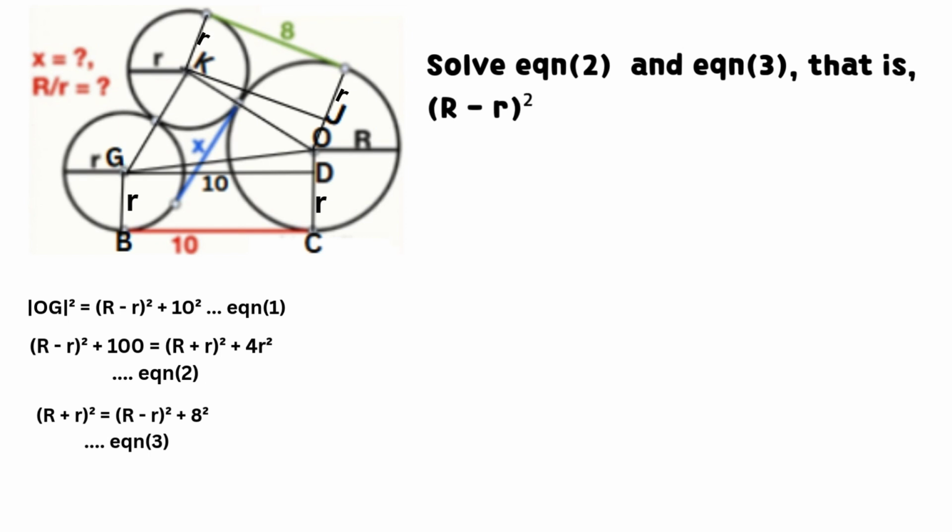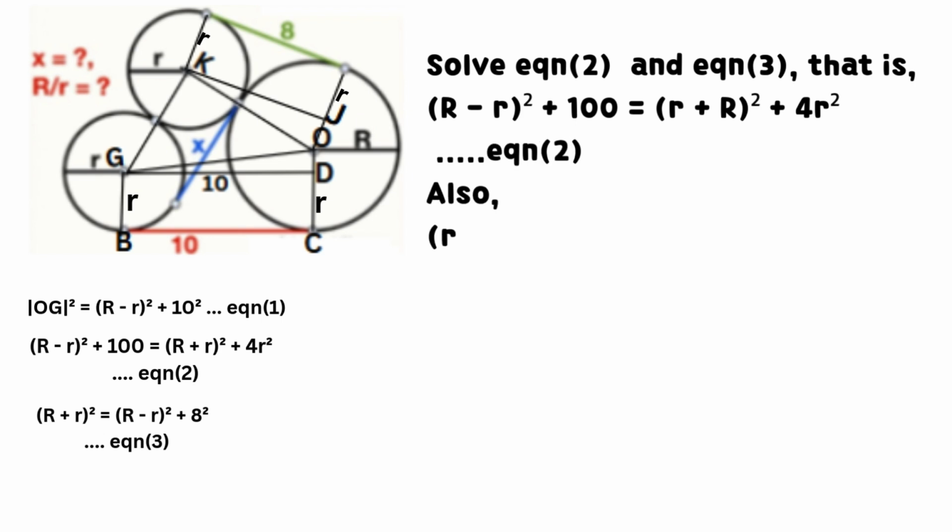Solve equation 2 and equation 3. That is, the sum of the square of r minus small r and 100 equals the sum of the square of small r plus r and 4 times the square of small r, which we called equation 2. Also, the square of the sum of small r and r equals the sum of the square of r minus small r and the square of 8, which we called equation 3.